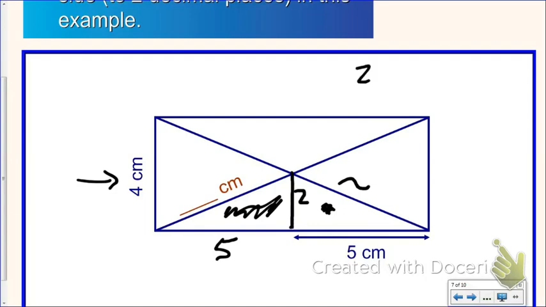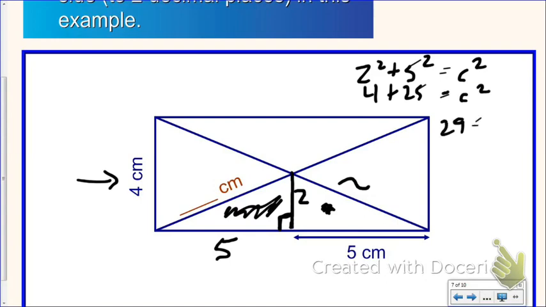So we're going to go 2 squared plus 5 squared equals c squared. Because this is the right triangle we're looking at, and so the one we're looking for is side C. So 4 plus 25 equals c squared. 29 equals c squared. And the square root of 29 is 5.39. Okay, so that's a little bit trickier of a picture. We've got one more that's sort of like that.